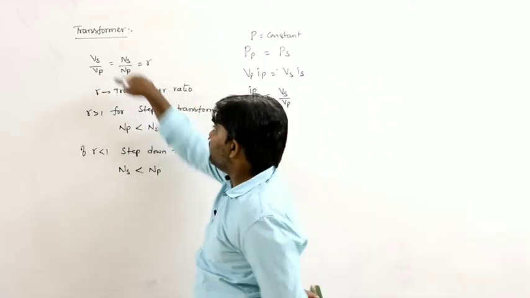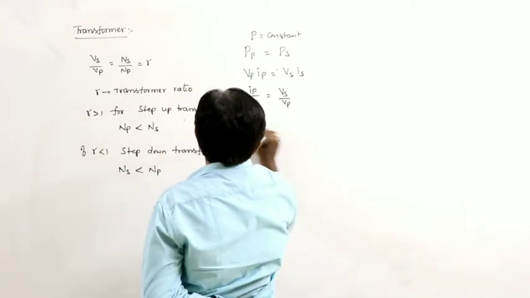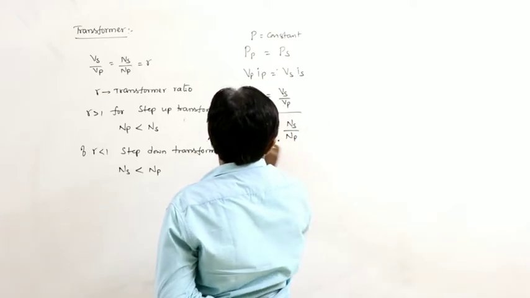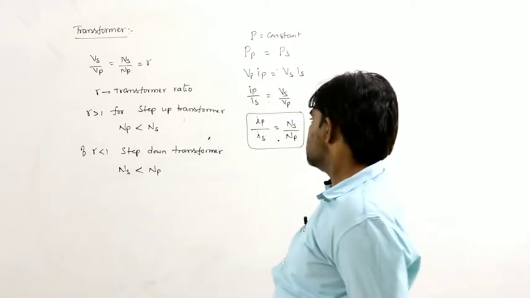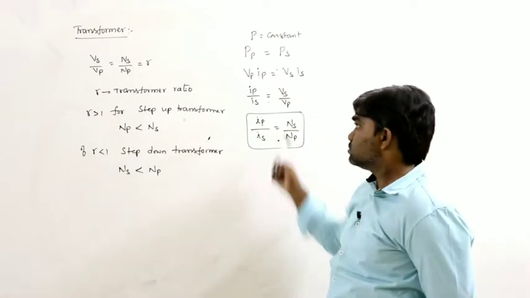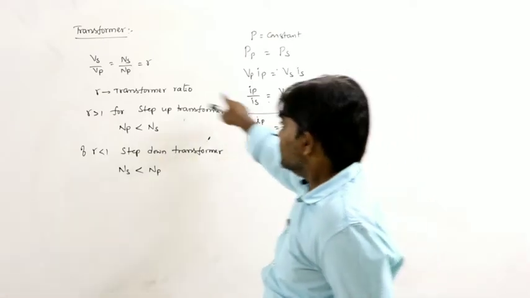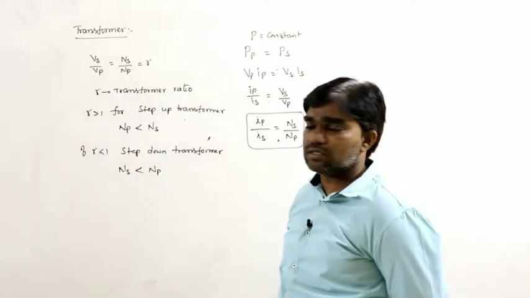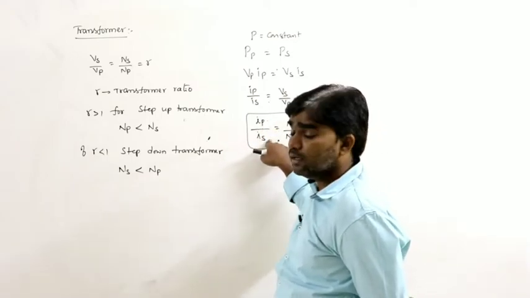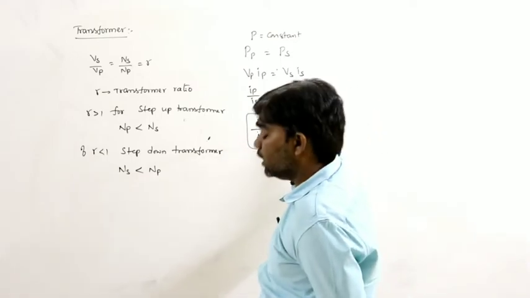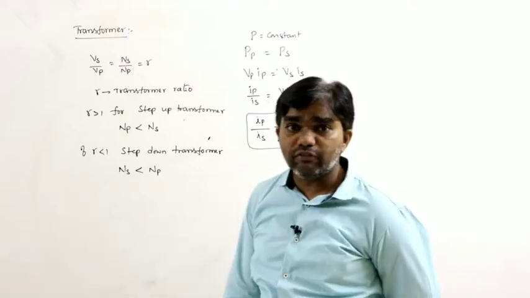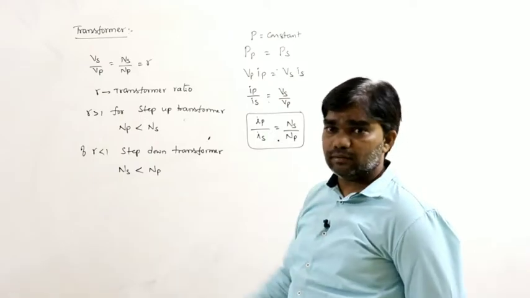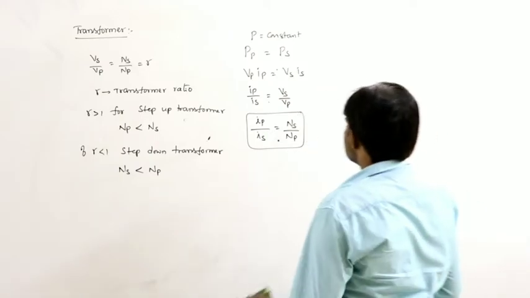But what is Vs by Vp? Ns by Np. Therefore Ip by Is is equal to Ns by Np. So this is the ratio of currents. This is the ratio of potentials, and this is the ratio of currents in terms of number of turns. Current in the primary coil divided by current in the secondary coil is equal to the number of turns in the secondary divided by the number of turns in the primary.